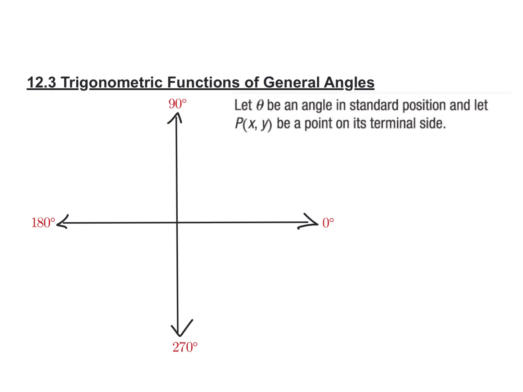Now, what's different about it is what's written up here. We're going to come up with theta. Remember, theta always represents an angle. We're going to let theta be an angle in standard position, and there's going to be a point on that terminal side. That point we're just going to generally say is xy. And so in terms of visualizing what that means, we're looking at something like this.